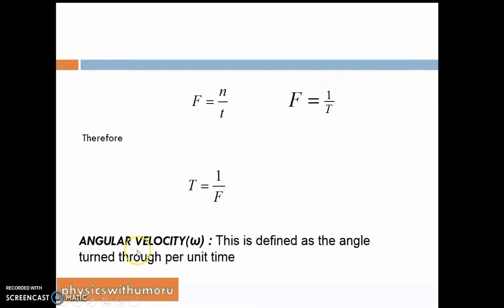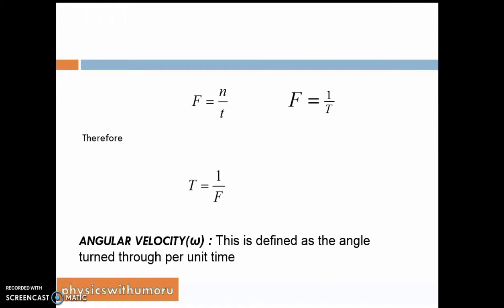The third one is the angular velocity. We are discussing the terms used in simple harmonic motion. The angular velocity, omega. This is the letter omega we use to represent the angular velocity. The angular velocity is defined as the angle turned through per unit time. That is the angular distance covered by this body per unit time.